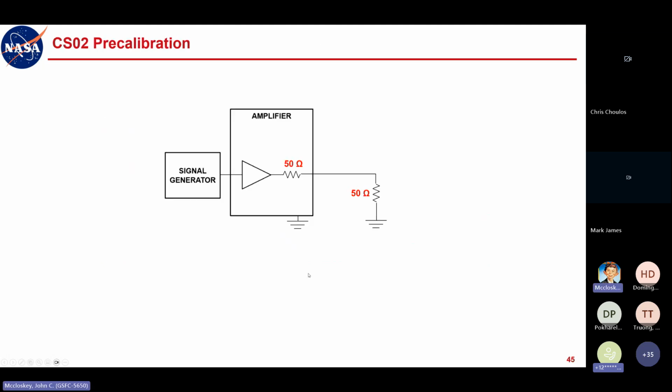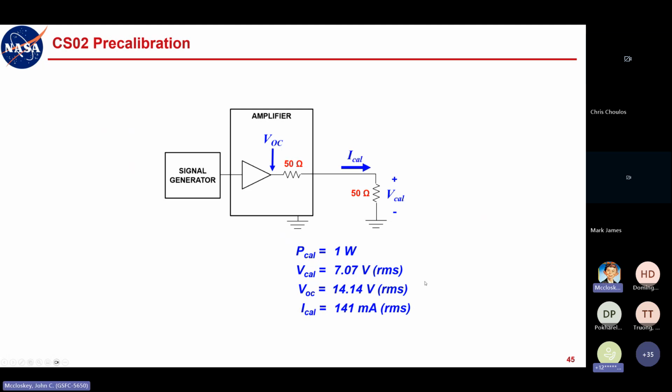So let's look at that. If you look at pre-calibration here, the 1 watt limit basically converted to a calibration potential of 7.07 volts RMS across that 50 ohm calibration resistance. So that meant that your open circuit potential, your drive potential upstream of its 50 ohm source impedance, had to be double that, so 14 volts RMS. And then your calibration current was just over 140 milliamps RMS.